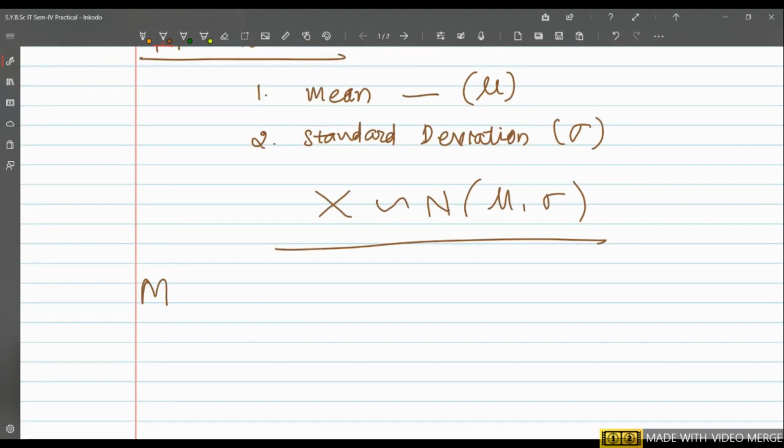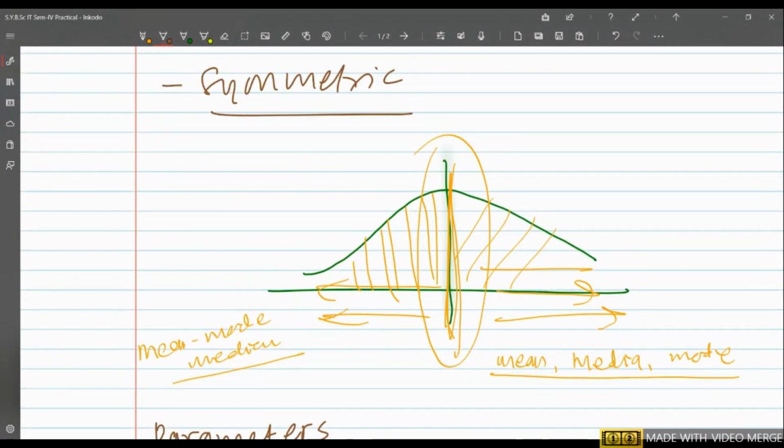Now let's come to the mean. What is it actually? The mean is the central tendency of the distribution. It defines the location of the peak of the normal distribution, and most values are clustered around this mean. Let's come here. This line is the mean line, and most of the data are clustered here. This point is the peak point, and what this peak indicates is that most of the data are clustered here.